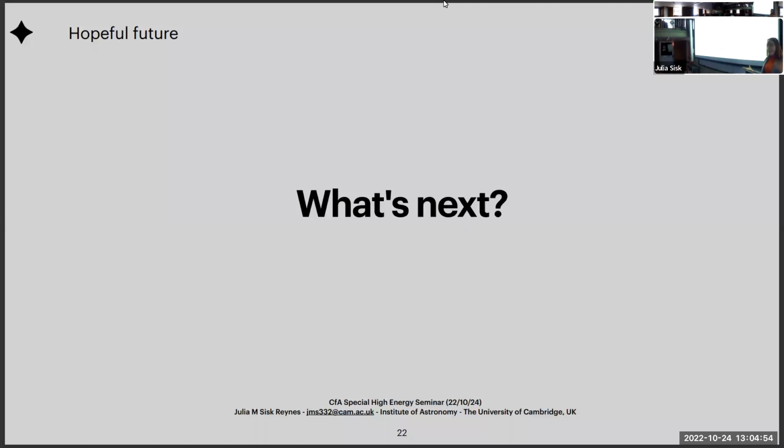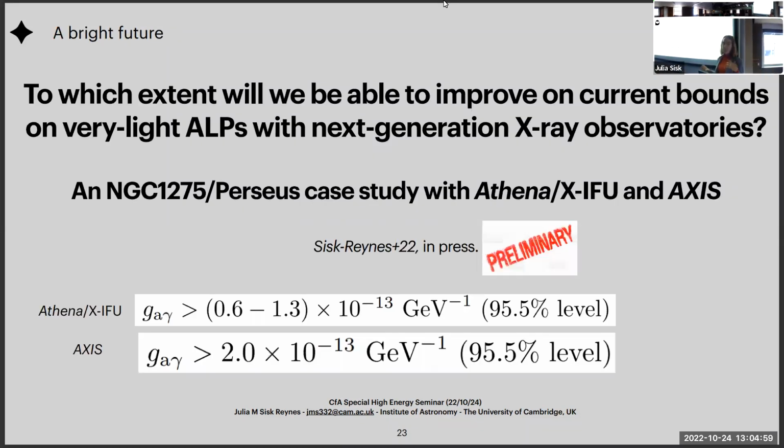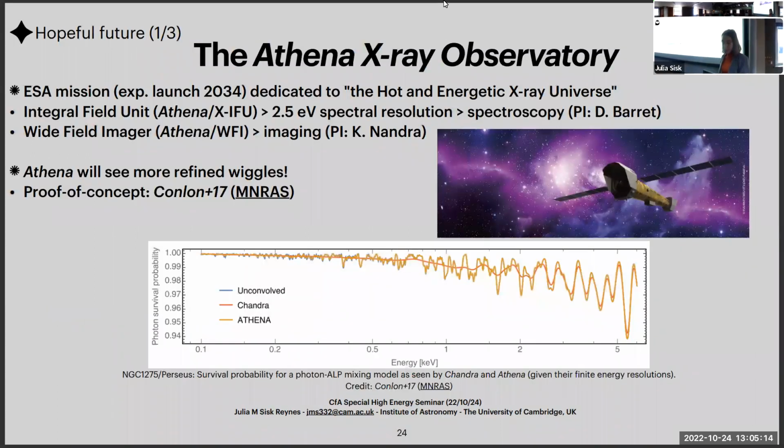And you might be wondering what's next. What do we hope to achieve in the near future? This is what I've currently been working on: I've simulated observations of NGC1275 that will be seen with Athena and AXIS. And I'll present some of the results now.